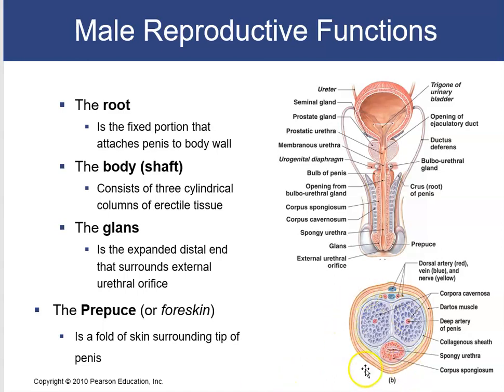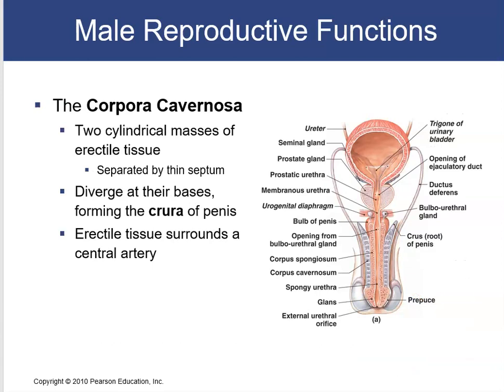Next, we're going to look at these columns of tissue. First are the corpora cavernosa. These are 2 cylindrical masses of erectile tissue that are separated by a thin septum. They diverge at their bases, as we can see here as they come up, forming the crus of the penis. They are erectile tissue, and each of them surrounds a central artery.